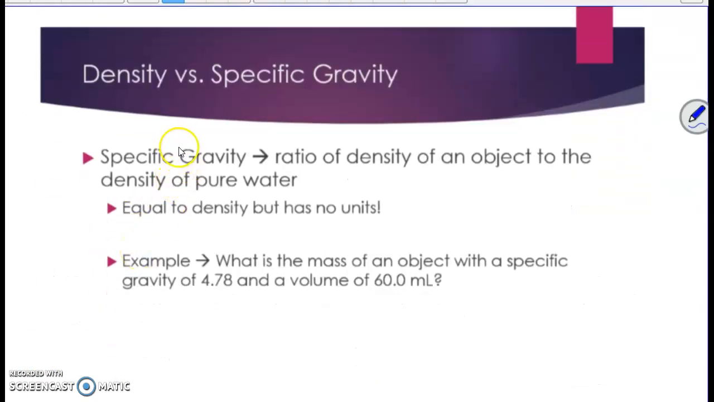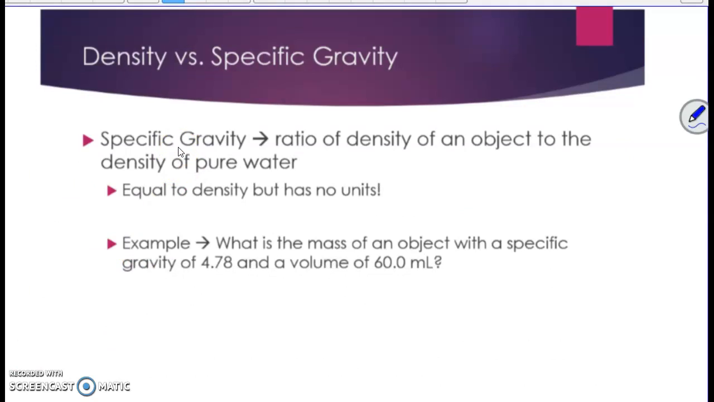We're going to briefly talk about something called specific gravity. Specific gravity is the ratio of density of an object to the density of pure water. Basically, it's equal to density, but has no units. So mathematically, the problems are solved the exact same way. You can just use your density equation.